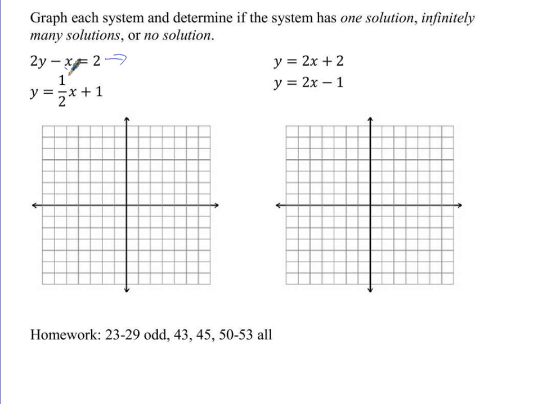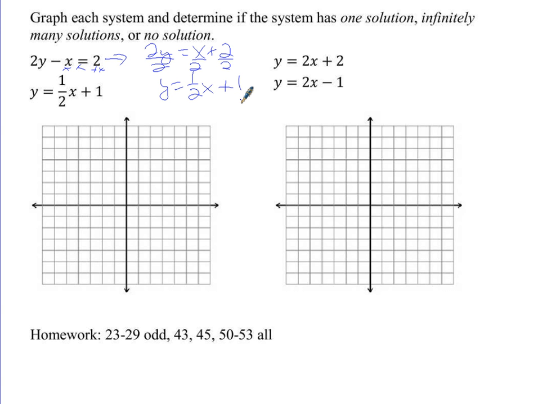Add x to both sides. When I do, I get 2y equals what? I added x to both sides. x plus 2. Now what? Alright, we divide both sides by 2, every little part, and we get y equals 1/2 x plus 1.